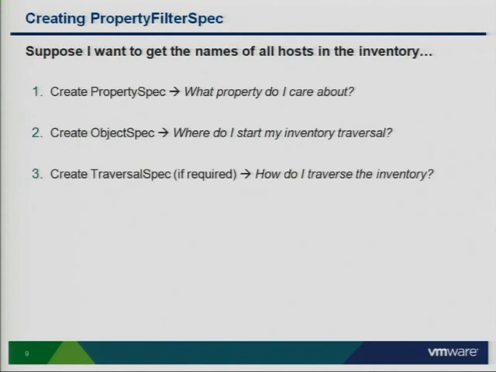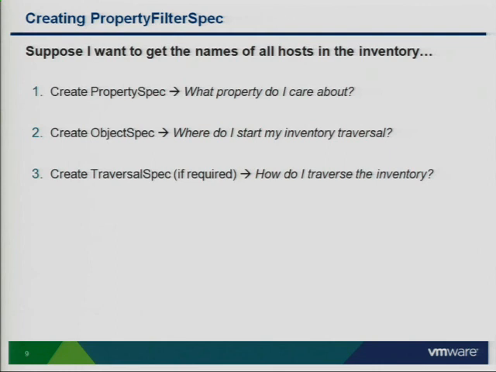Okay, what is property collector? Let's look at this use case where I want to get the names of all hosts within the VC inventory. Could be across data centers, could be across clusters or anything. I want all hosts within my VC. So property filter spec has primarily two properties: property spec and object spec. Both of them are arrays. An object spec contains traversal spec.